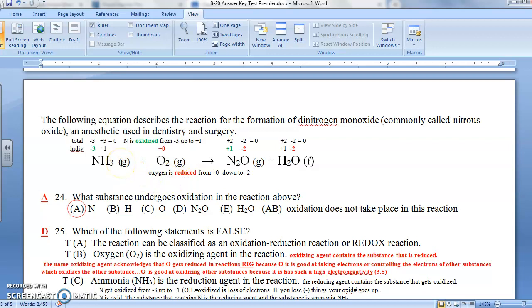Well, it's certainly not synthesis because we have more than one product. It's not decomposition because we have more than one reactant. It's not single. The left side of this looks like it's single displacement or replacement: compound, element. But on the right side, if it was single, we should have compound and element. Oxygen would have to replace one single element in ammonia, and it didn't. So it's not single displacement or replacement.